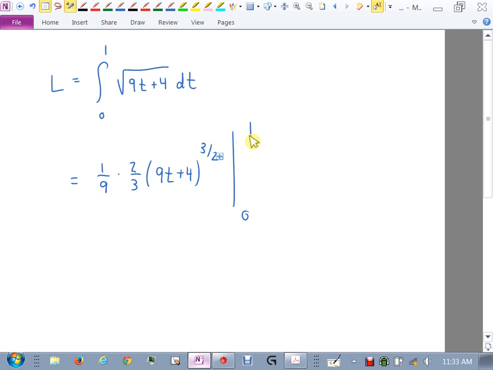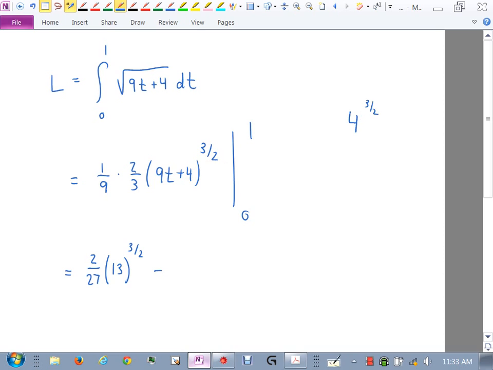So plug 1 in. Let's see what we get when we plug in 1. Ooh, 13. So it's going to be an ugly number, but I'm just going to leave it, ugly. 2 over 27, and then it's 13 to the 3 halves, minus, now when we plug 0 in, what do we get? 4 to the 3 halves? What is 4 to the 3 halves?